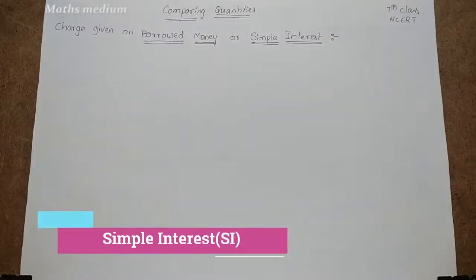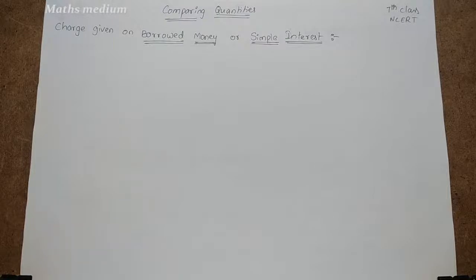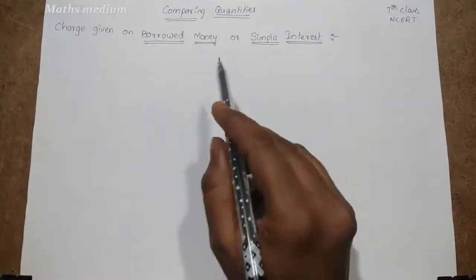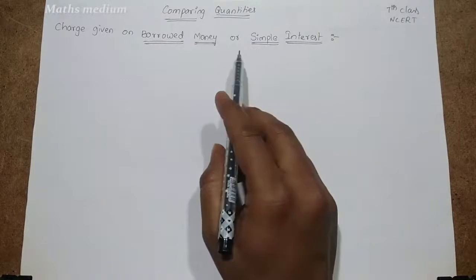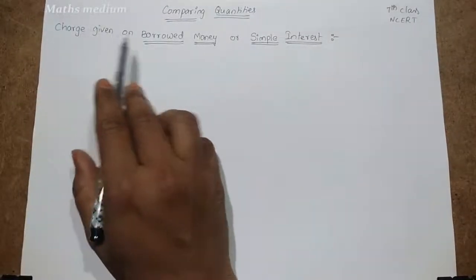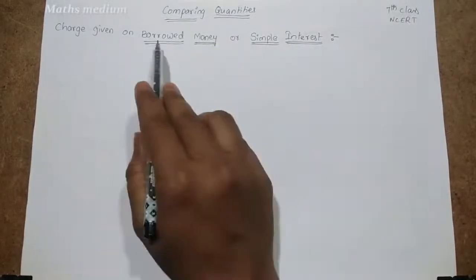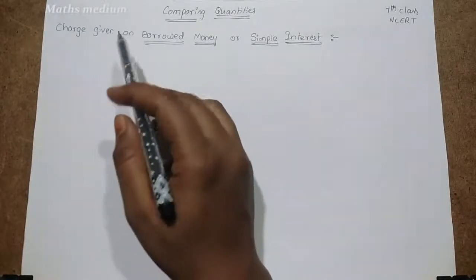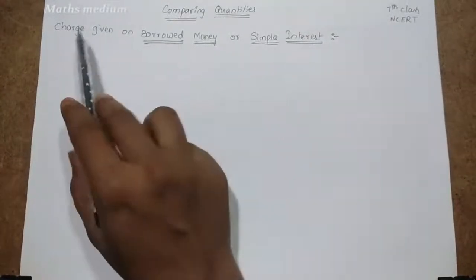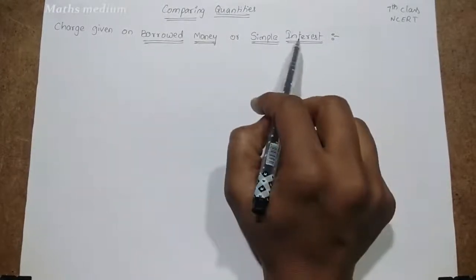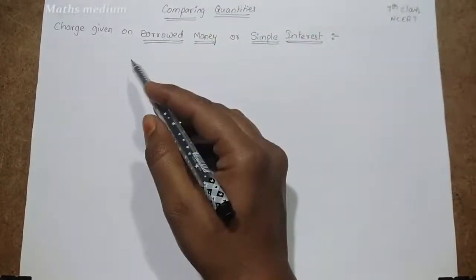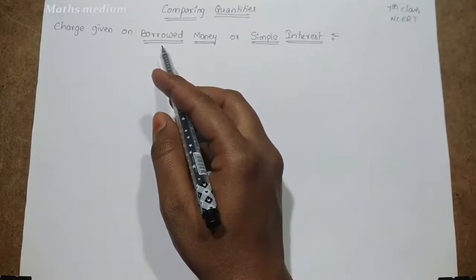Today I came with another topic, that is charge given on borrowed money or simple interest from Comparing Quantities, 7th class NCERT. This is the main and important topic and the easiest topic also to solve the problems. So let's start with the charge given on borrowed money or simple interest. If you follow this video correctly, then you will get the answer in this line only. Charge on borrowed money, that is called simple interest. I will explain step by step. Then you will get a better understanding, I hope.